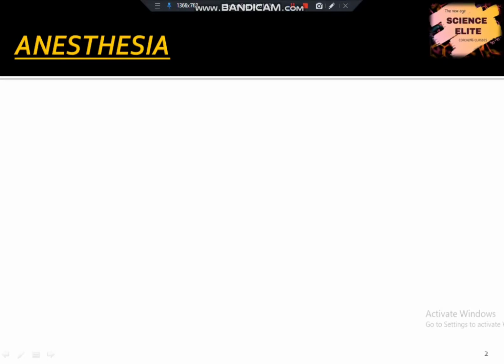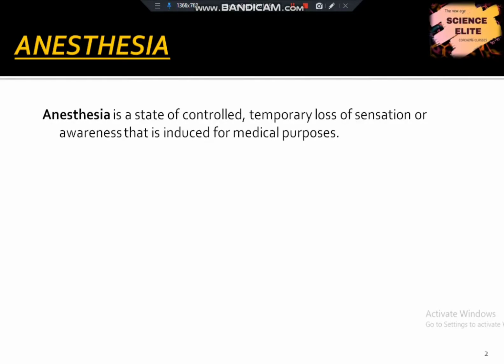So the basic introduction of anesthesia is a state of controlled temporary loss of sensation or awareness that is induced for medical purposes. With this definition you can easily understand that anesthesia controls and also makes a temporary loss of sensation which is reversible in every case, and due to this the patient who is undergoing a difficult surgery, a long procedure in which pain must be involved, all of that will be eliminated. The patient will not feel anything during the surgery, during the operation, if the injection is given to that particular patient.